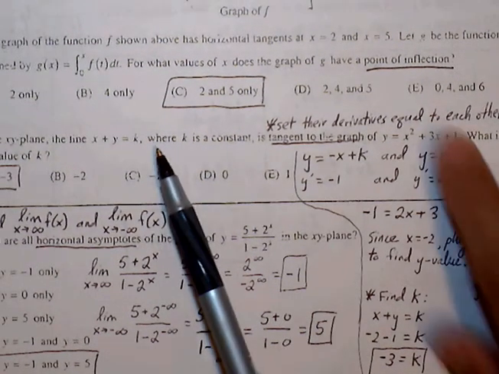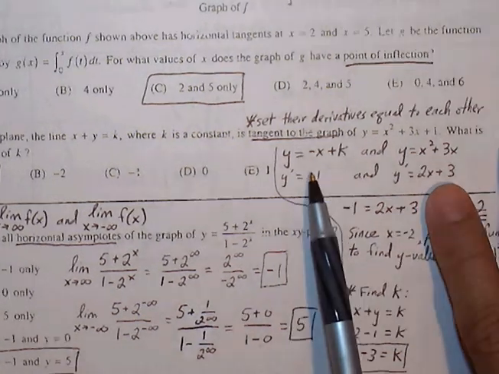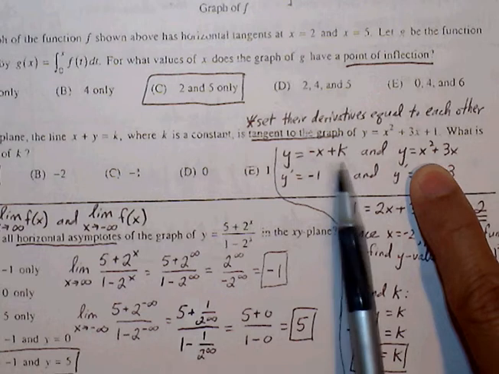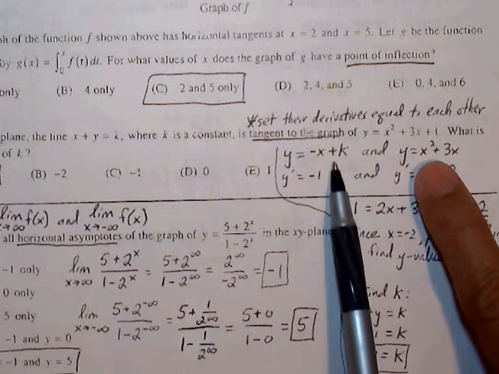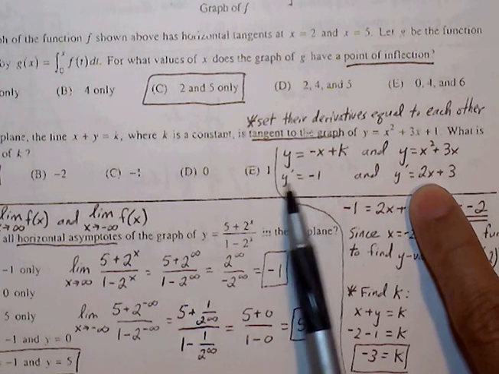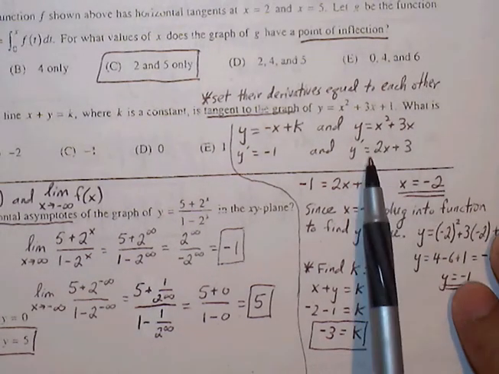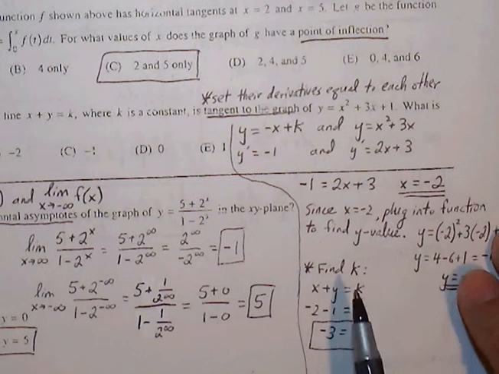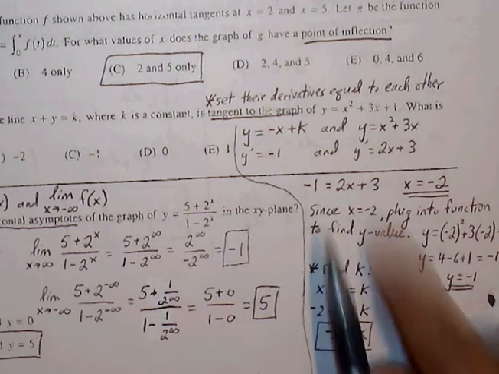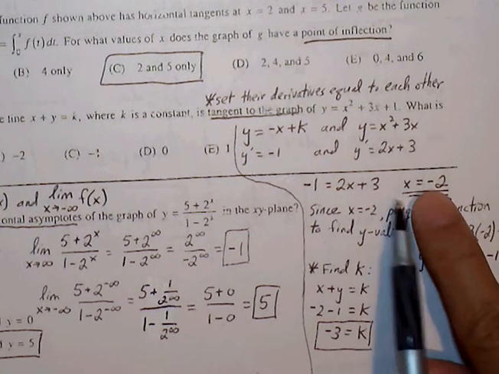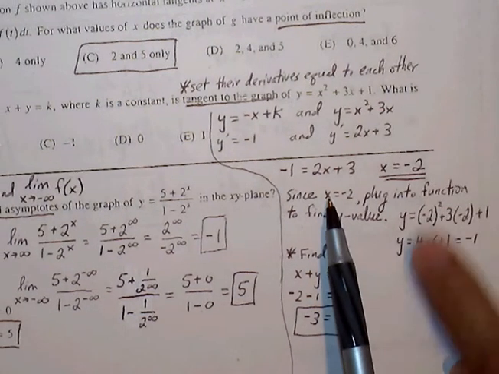So we can set these two equations equal to each other. When we do that, we have y equals negative x plus k, and we have y equals x squared plus 3x. And we can also set their derivatives equal to each other. So the derivative of negative x plus k is simply negative 1, and the derivative of x squared plus 3x is equal to 2x plus 3. Okay. And if we set their derivatives equal to each other, we're going to get negative 1 is equal to 2x plus 3. Solve for x. x is equal to negative 2. And so we know that x is negative 2.